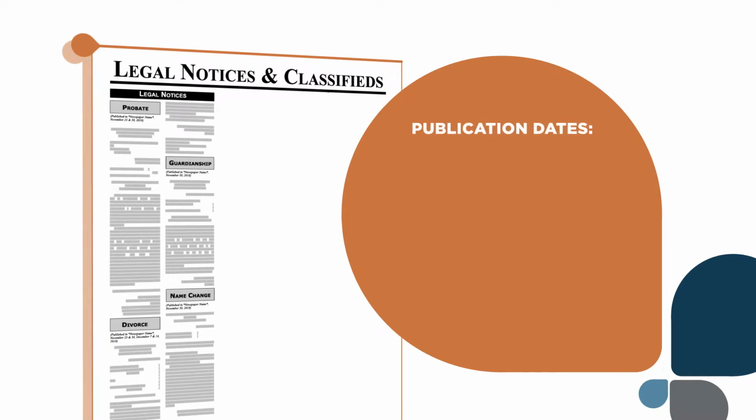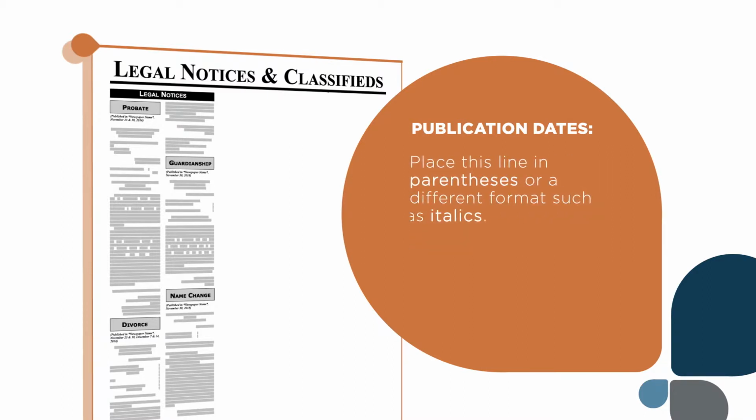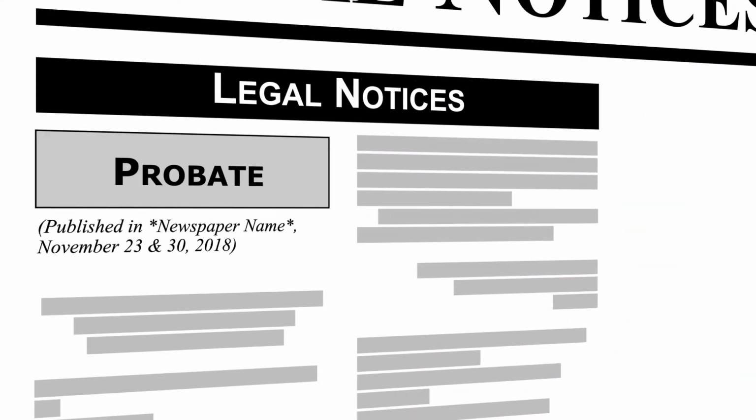Publication dates are frequently included in the top line of newspaper notices as verification of scheduling and publication. OPA recommends placing this line in parentheses or a different format, such as italics, to indicate that it's not part of the notice text. Now, let's look at a frequent notice run by Oklahoma counties.